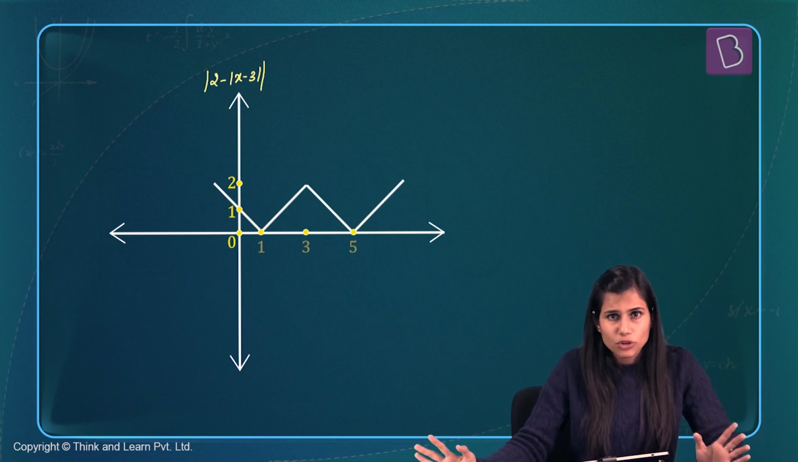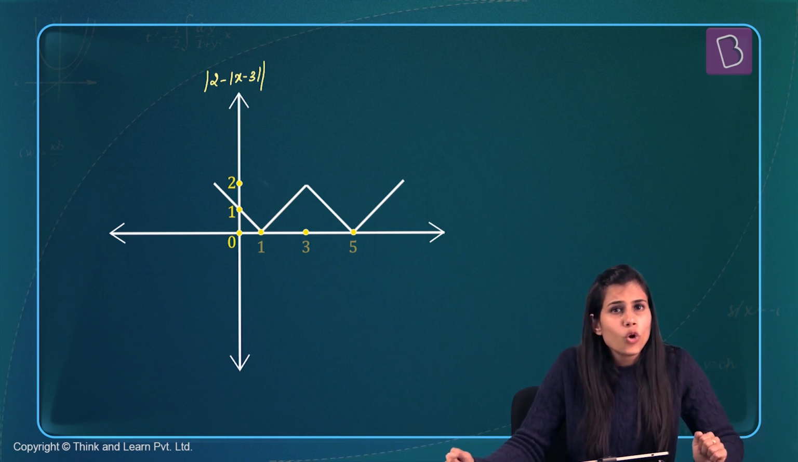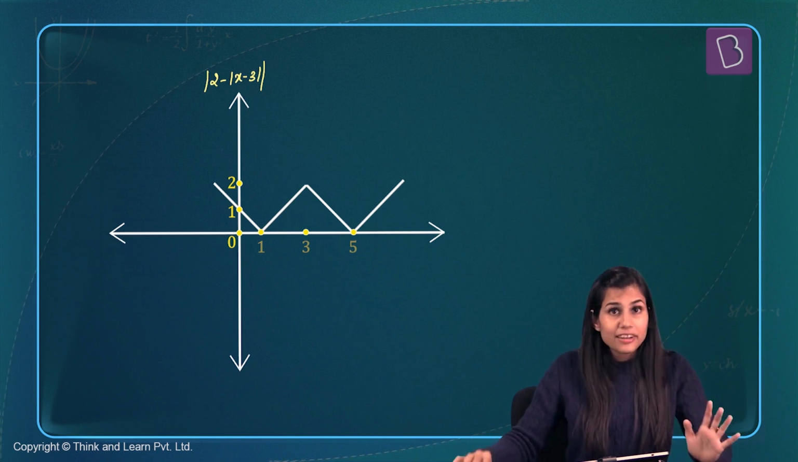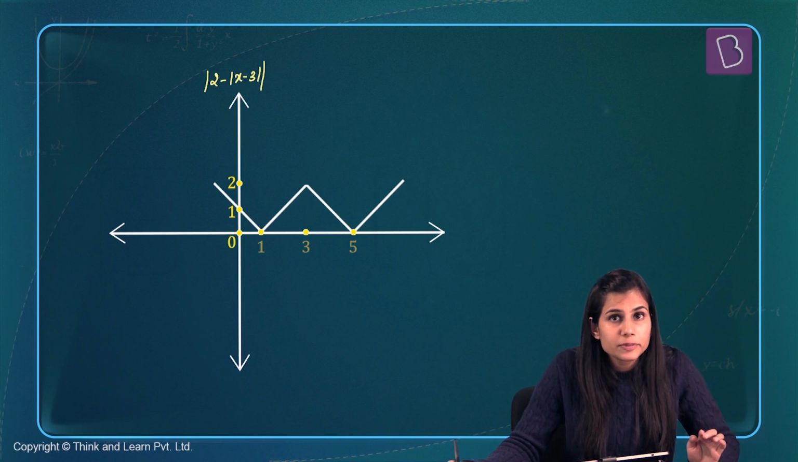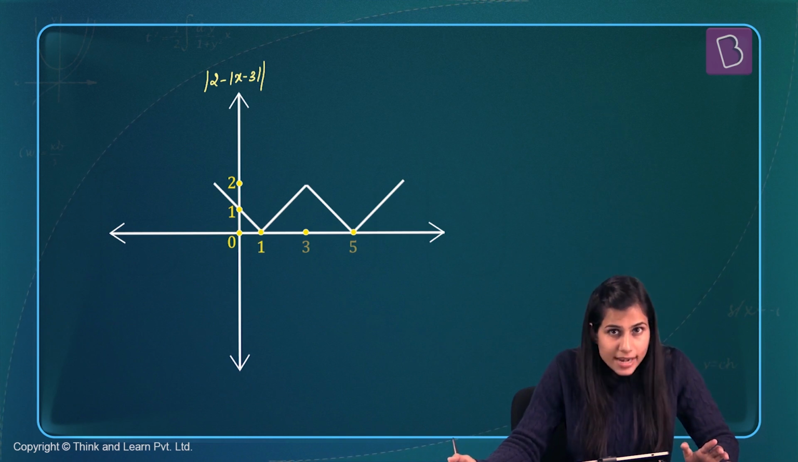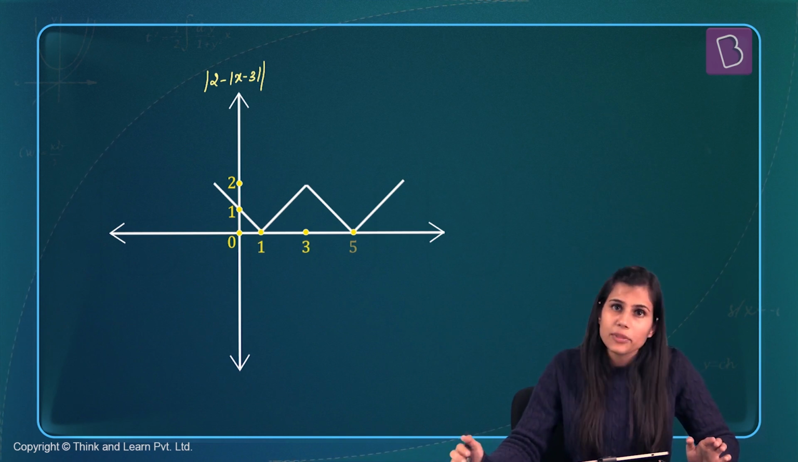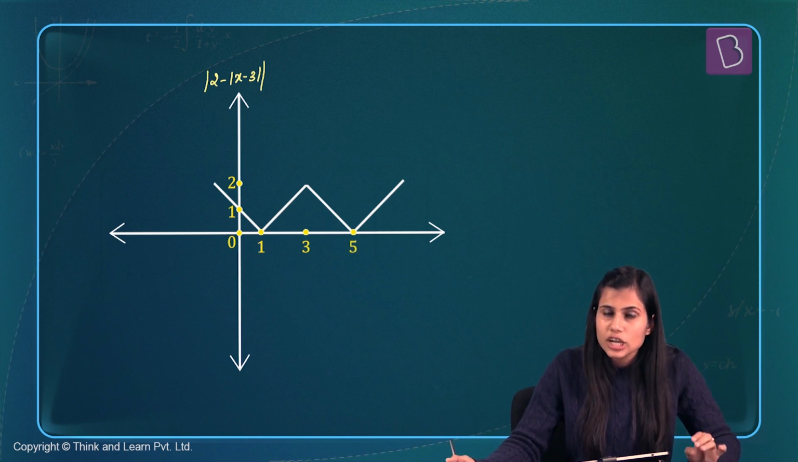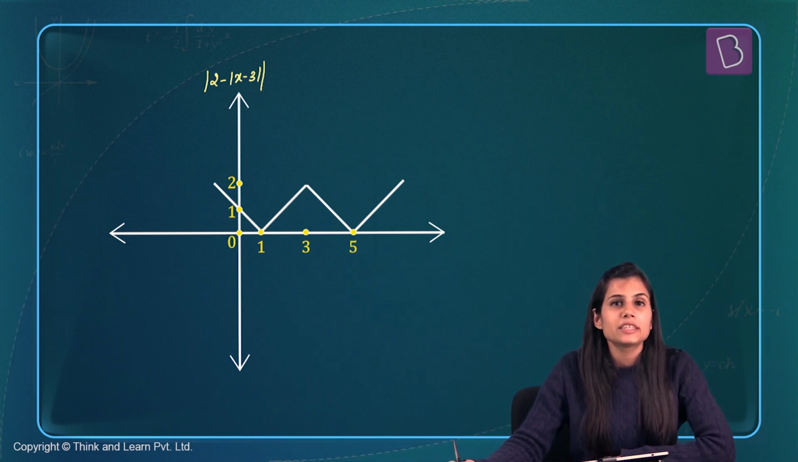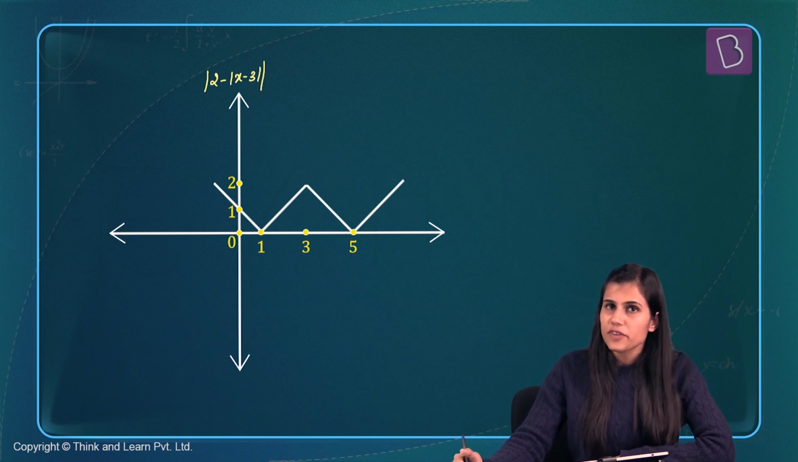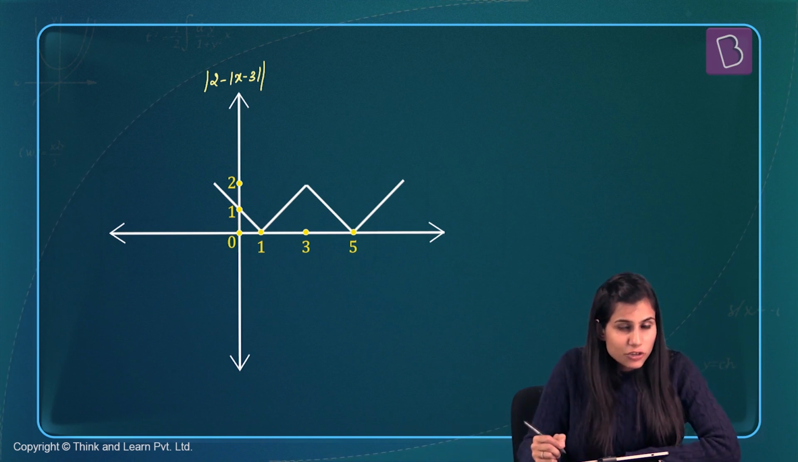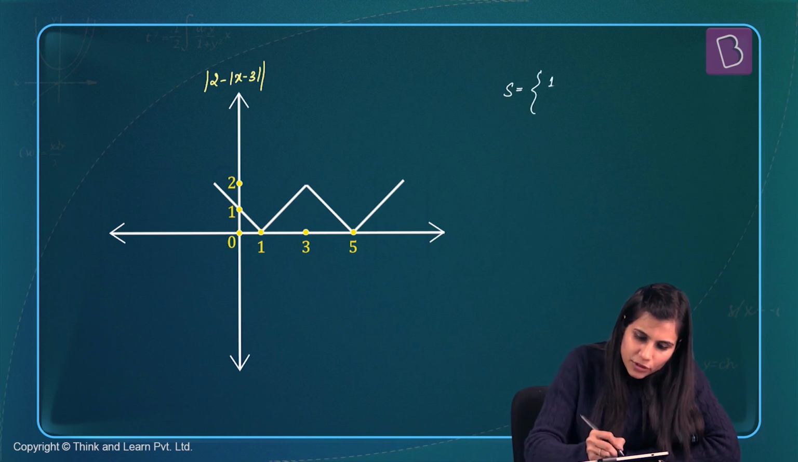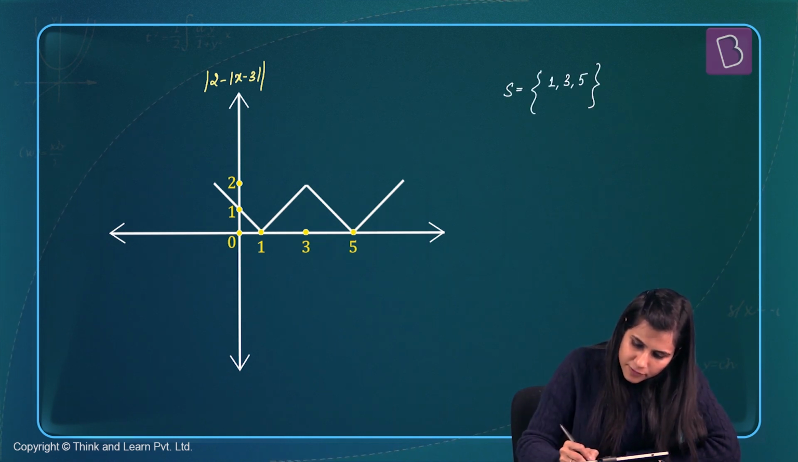Mark the corresponding respective values. What do you see? You see that there are exactly 3 sharp-edged points in the graph. One corresponding to 1, other corresponding to 3, and other corresponding to 5. So 1, 3, and 5 are your respective values of x for which f of x is not differentiable. So your S is a set consisting of 3 points, 1, 3, and 5.